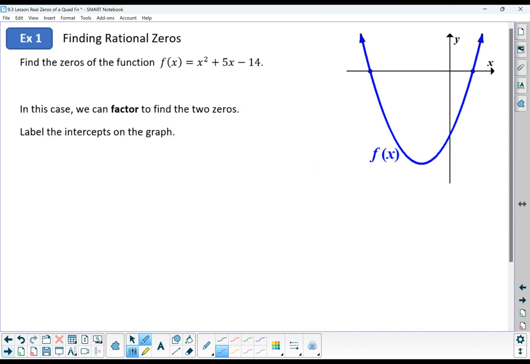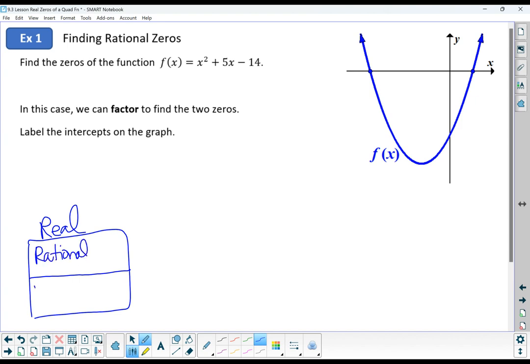Our first example is going to be finding rational zeros. If you remember, the real number system has two different types of numbers in it. We have the rational numbers and the irrational numbers. All of those are real numbers. They're just two different types. Rational numbers are numbers like 1/2 or -3 or -8/7. Irrational numbers are numbers like pi, square root of 2, square root of 7, maybe negative. Those are irrational numbers. We're going to do one example where we look at rational zeros, and then we'll do another couple examples where we look at irrational zeros.